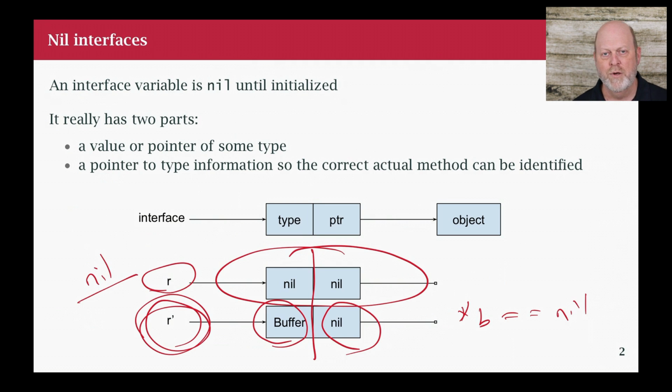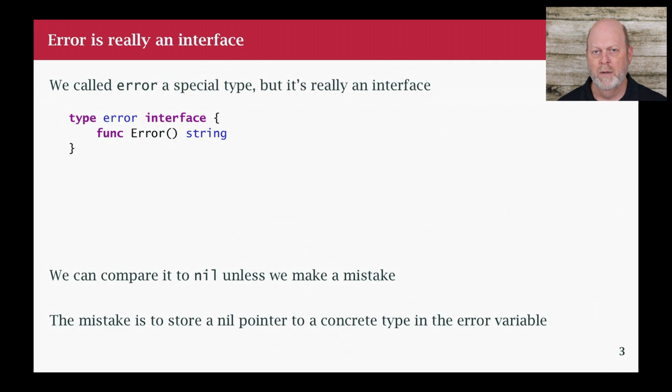Okay, so I want to show the example where this actually practically matters, because right now you're saying this is very abstract. But actually, it comes back to bite people on a regular basis. And it does so because we need to talk about the error type. In the beginning we said, hey, we're not going to explain what error is. We'll just treat it like a primitive type. It's either nil or not.